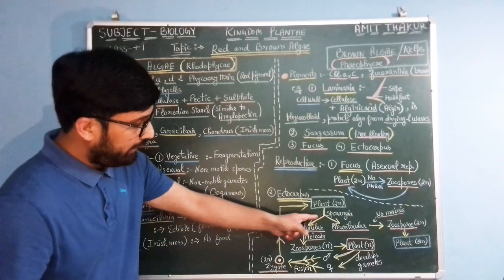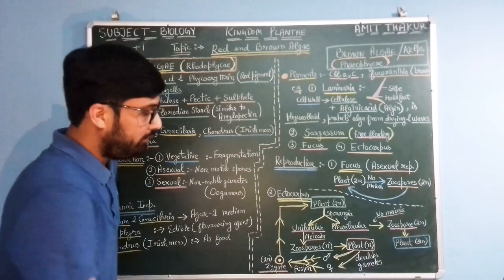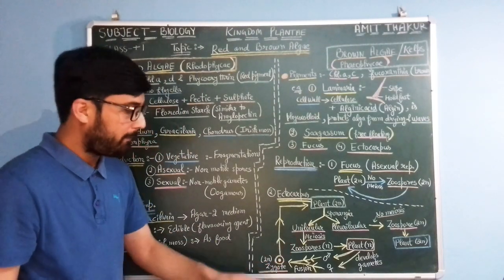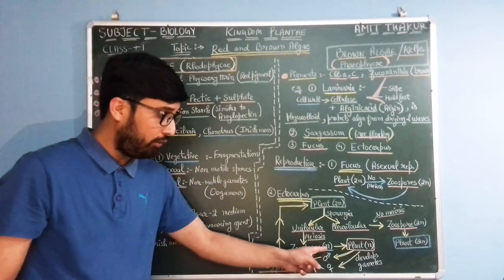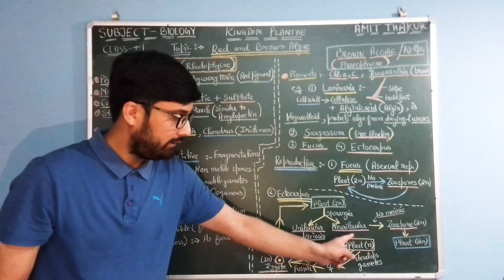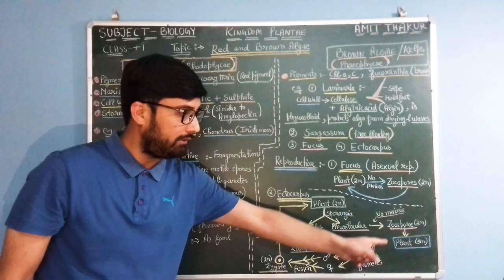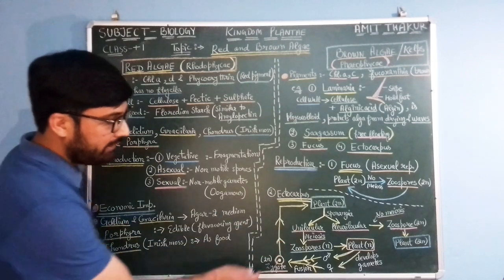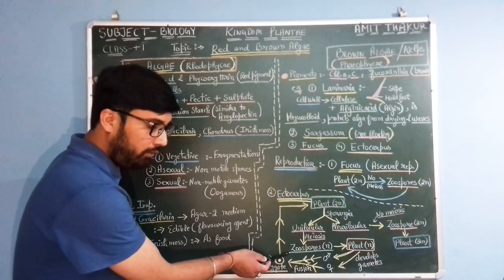On the other hand, this unilocular sporangia, which is quite interesting, undergoes meiotic division, or meiosis, and forms zoospores which are haploid, not diploid. They are haploid. Why? Because this unilocular sporangia has undergone meiosis. This plurilocular has not undergone any meiotic division. That's why zoospores were diploid in nature. But in this case, it undergoes meiosis and forms zoospores which are haploid.